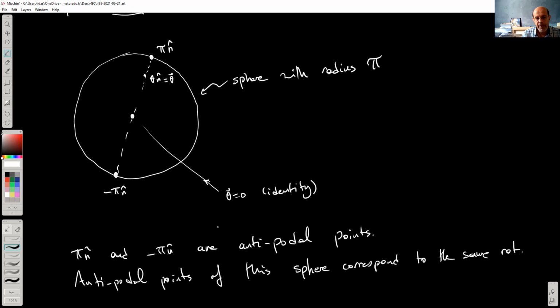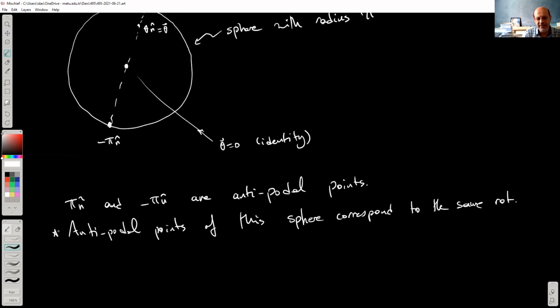Okay? But all points within the sphere correspond to a unique rotation, right? So the points inside correspond to a unique rotation in SO3, but for the points on the surface, the two antipodal points correspond to the same rotation, but different sets of antipodal points correspond to different rotations because the rotation axis is different, right? So that's basically the difficulty in here, right?